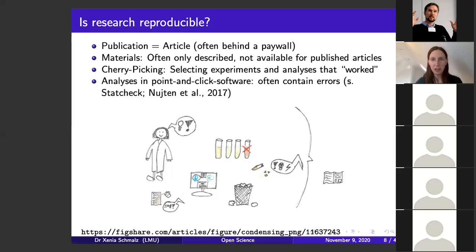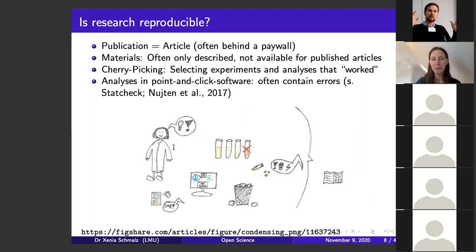But even if you have access, I drew this picture here, which you can also reuse if you like. I'm actually a really bad drawer, so I'm really proud of this. The publication is this article that comes out at the end. It's normally like 10 pages or so. It's really short, and it's supposed to summarize the research process, which is actually really extensive.